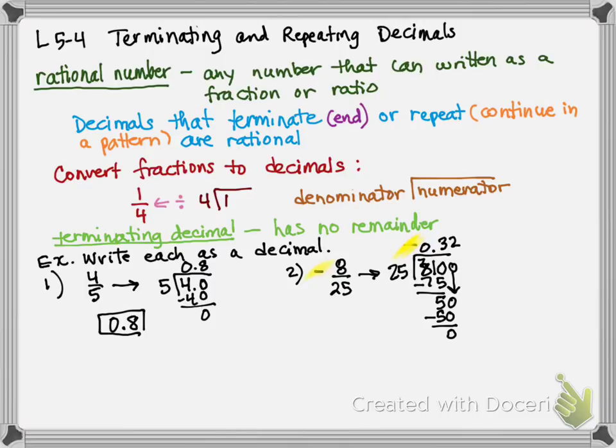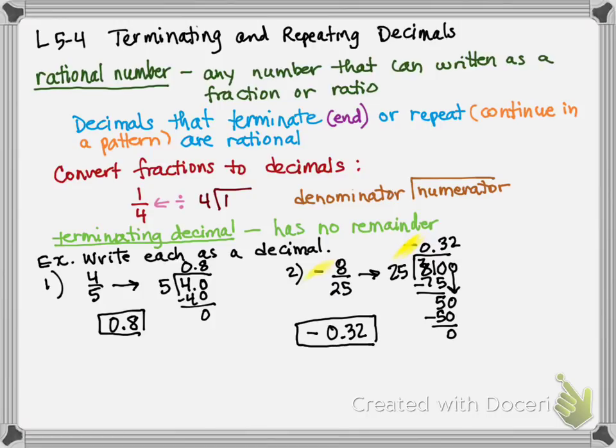So the answer to what negative 8/25 is, or the opposite of what 8/25 is, would be negative 32 hundredths, or the opposite of 32 hundredths.